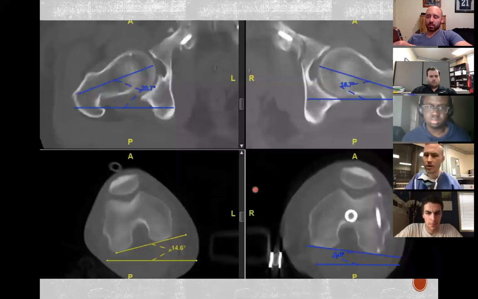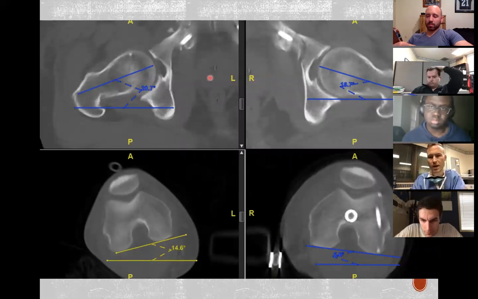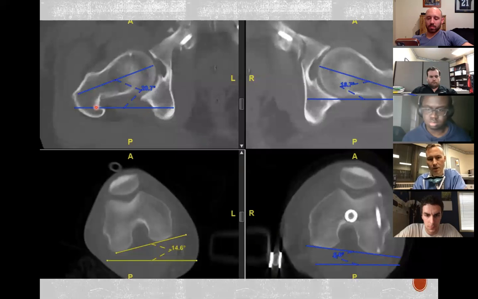How do we do on the rotation? So this is how a scanogram typically looks. You get select cuts through the femoral neck, and you get select CT cuts through the knee. And what we can do based on that is we can draw a perfect horizontal line on each image, and then we can draw a line that, to the best of our ability, shows us the axis of the part of the bone we're looking at.